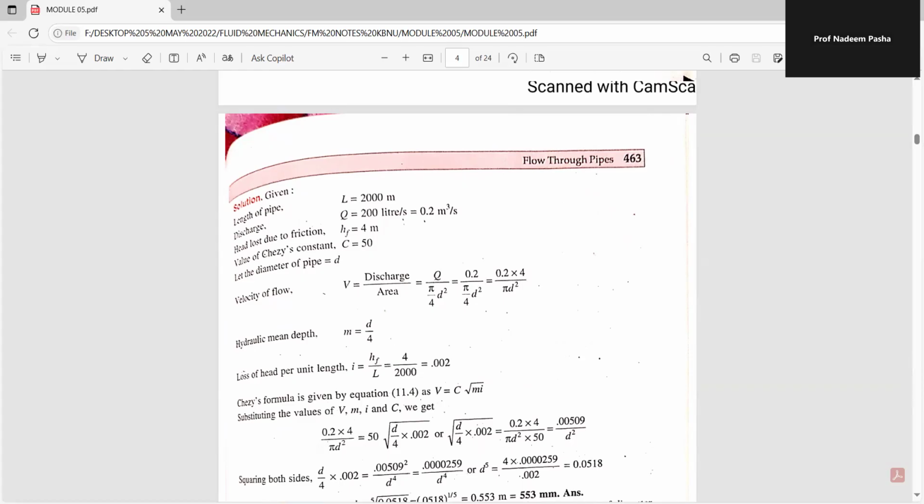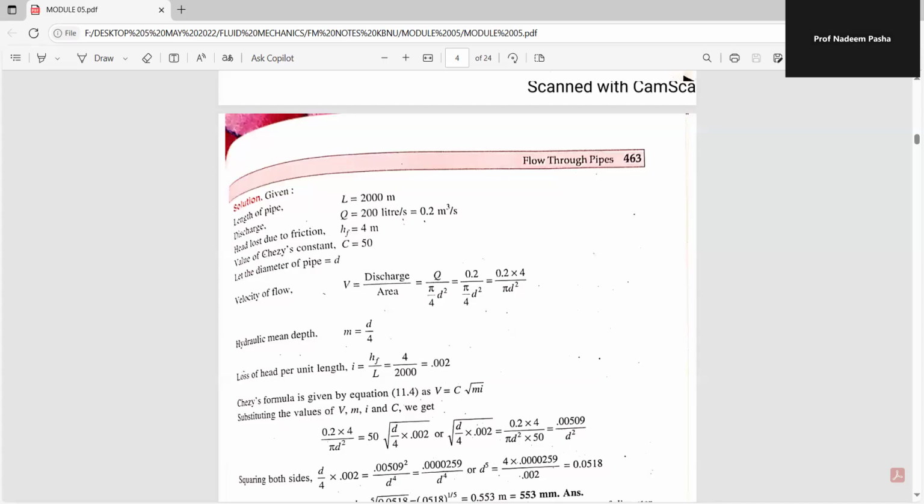So what are the things given to you? Length is given to you, discharge is given to you, loss of head due to friction is given to you, C is given to you. So the velocity of flow V is equal to discharge by area. It is Q by pi by 4 into d square. Q is given to us 0.2 by pi by 4 d square, that is 0.2 into 4 by pi d square. Hydraulic mean depth M is equal to d by 4. And loss of head per unit length I equal to HF by L. HF is how much? 4. L is 2000. So I comes out to be 0.002.